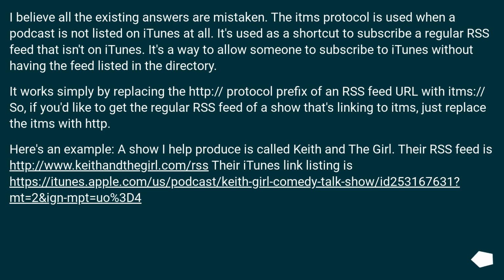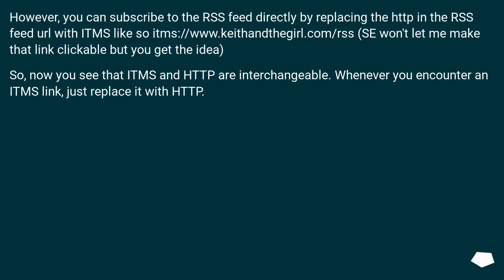Here's an example. A show I helped produce is called Keith and the Girl. Their RSS feed is this URL, their iTunes link listing is this URL. However, you can subscribe to the RSS feed directly by replacing the http in the RSS feed URL with itunes, like so: itunes://www.keithandthegirl.com/RSS. Stack Overflow won't let me make that link clickable, but you get the idea. So now you see that itunes and http are interchangeable. Whenever you encounter an itunes link, just replace it with http.